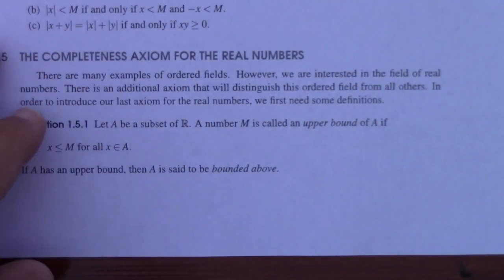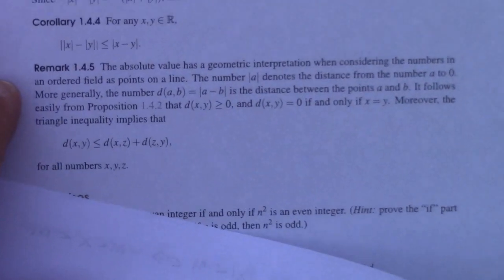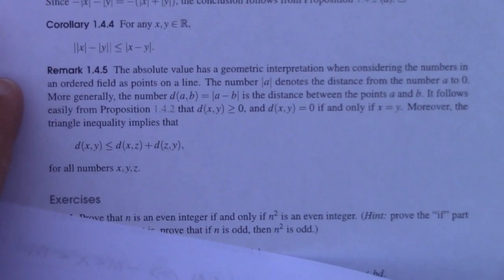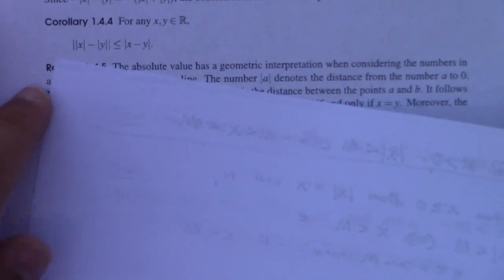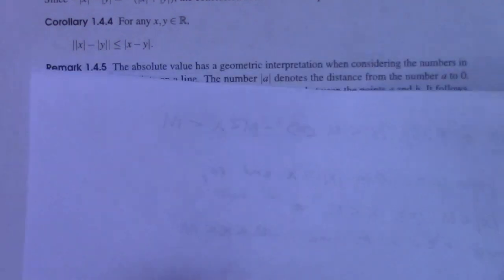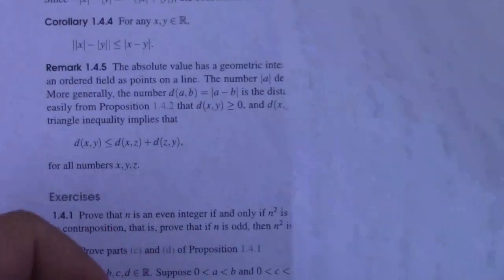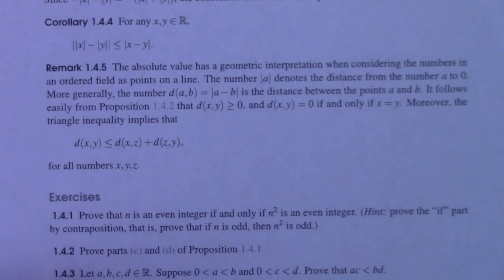And then there's a corollary here. Corollary 1.4.4: the absolute value of the absolute value of x minus the absolute value of y is less than or equal to the absolute value of x minus y. If you're curious, here is, where's my proof? I have a proof here somewhere of the corollary. I'll show it to you. Stop.